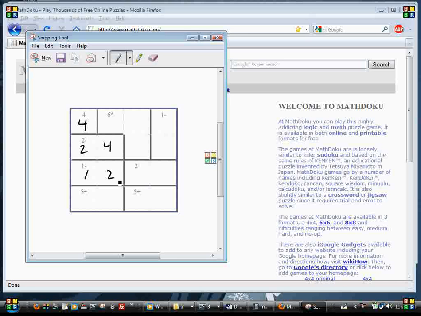This is 1, 2. Then what happens? That won't work either. I think you gotta change the 4.